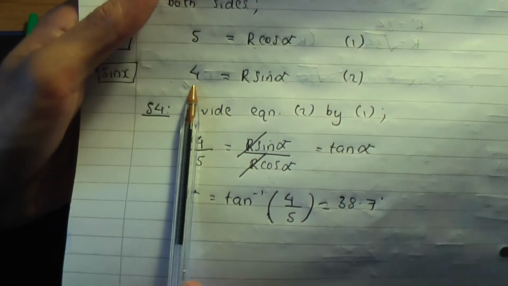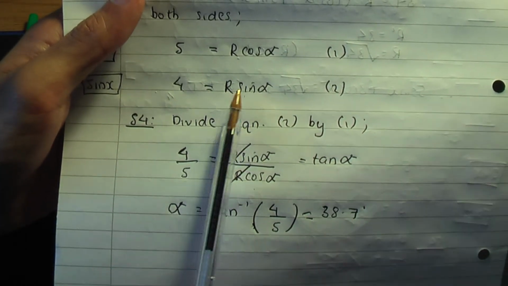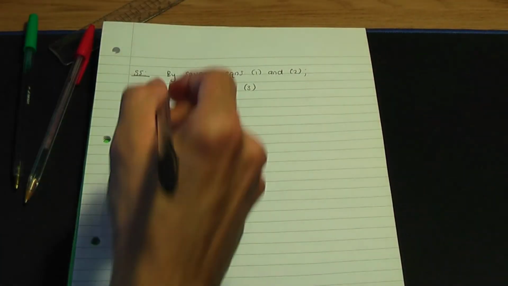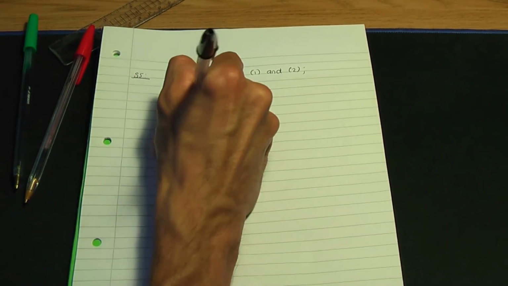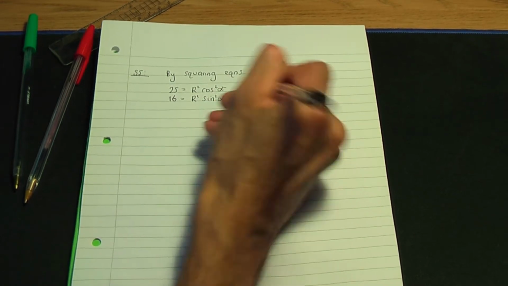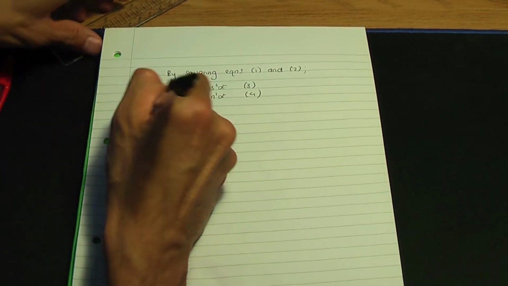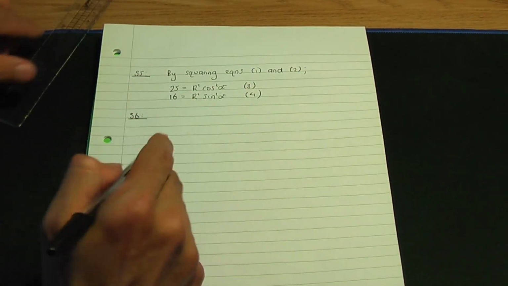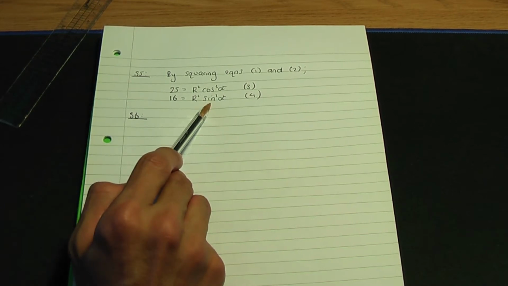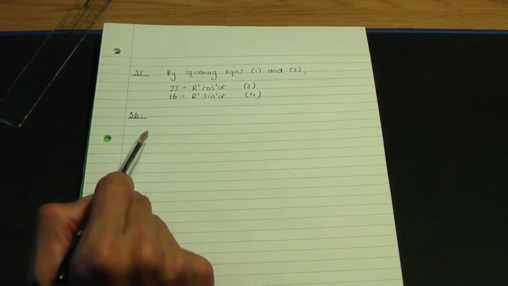And let's remind ourselves again. Equation 2, when I square on both sides, 4 squared, 16, is r squared sine squared alpha. Let's name that equation 4. And remember the idea for us squaring, we square because when we add, cos squared plus sine squared alpha is 1, according to the fundamental Pythagorean identity.